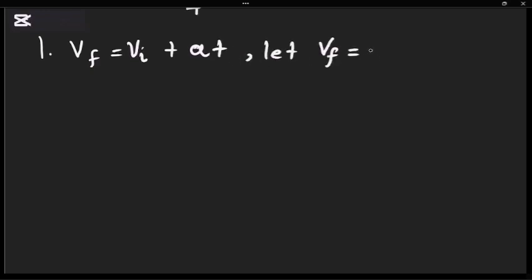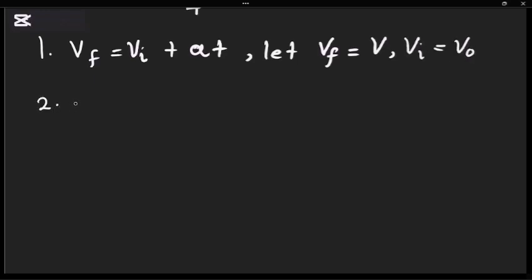In our previous grades, we know that the first equation of motion says that Vf is equal to Vi plus acceleration multiplied by time. So we can simply let Vf be equal to just V and V initial to be V0.